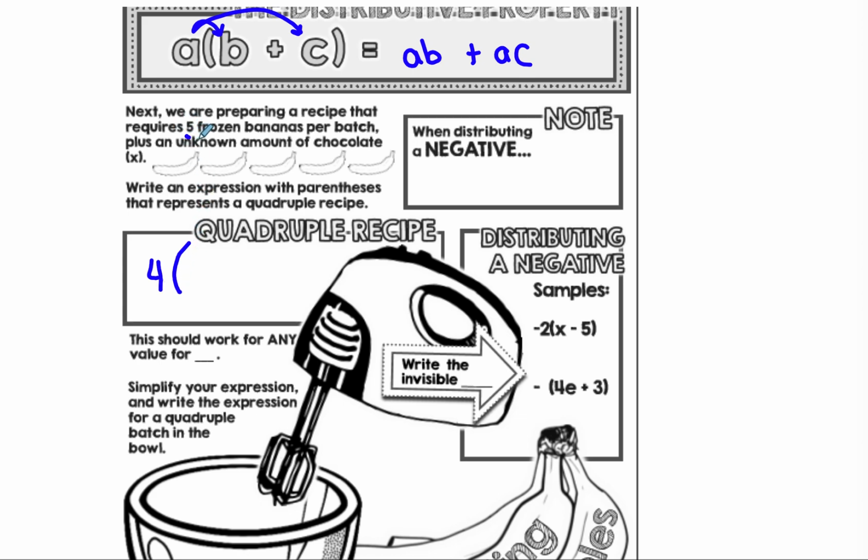Okay, so going back up here, we have 5 frozen bananas. So I'm going to write 5B for the 5 bananas. And then X is our chocolate. They told us to use the letter X for that. So 5 bananas plus X amount of chocolate for each recipe. And then I need 4 times that. Okay, so this is going to work for any value for X.